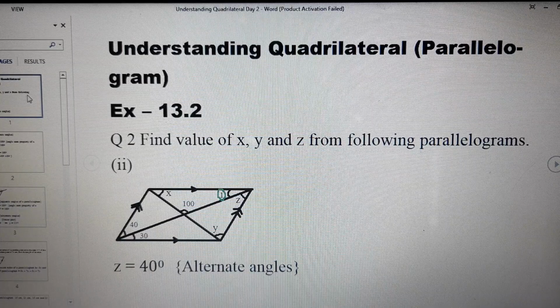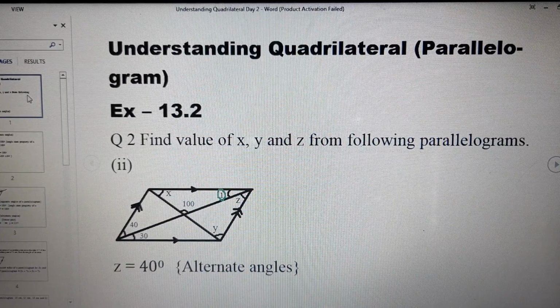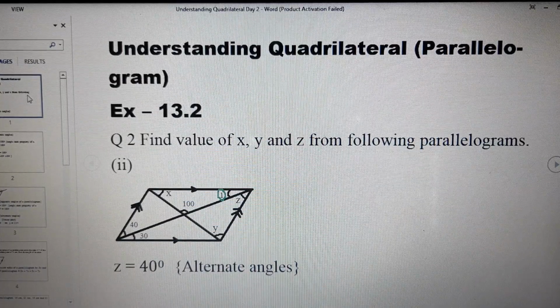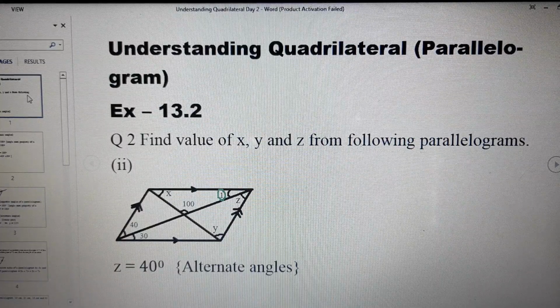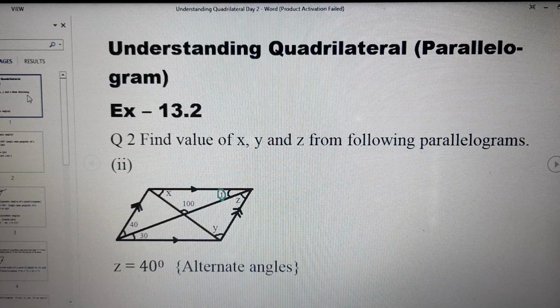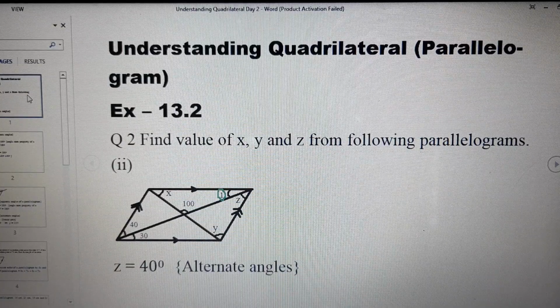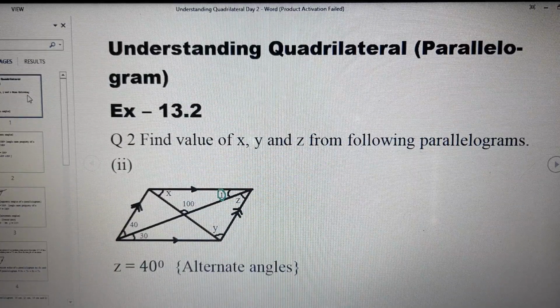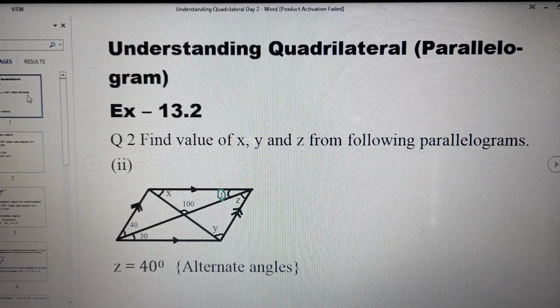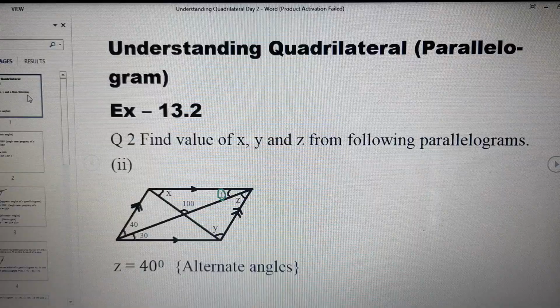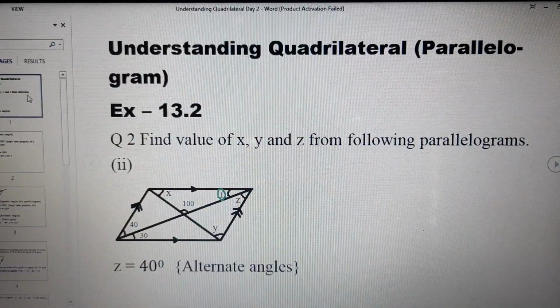In a parallelogram, opposite sides are equal and parallel, and because we have two sets of parallel lines, alternate angles will be equal, corresponding angles will be equal, and we'll have co-interior angles, and the sum of co-interior angles will be equal to 180 degrees.